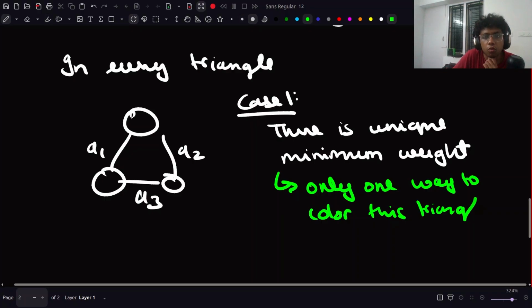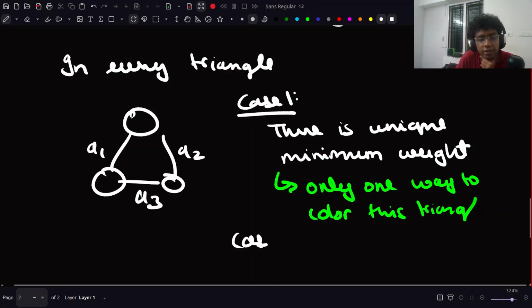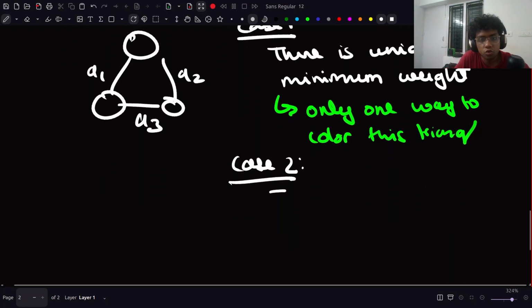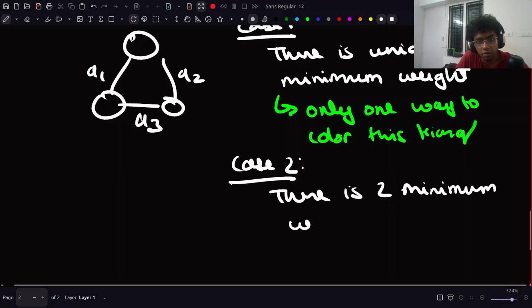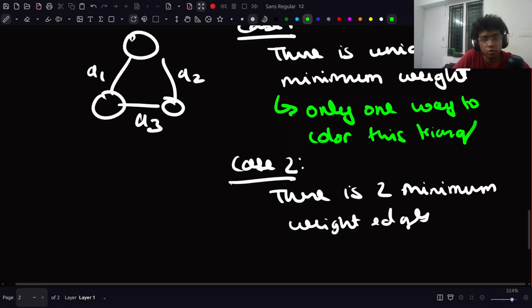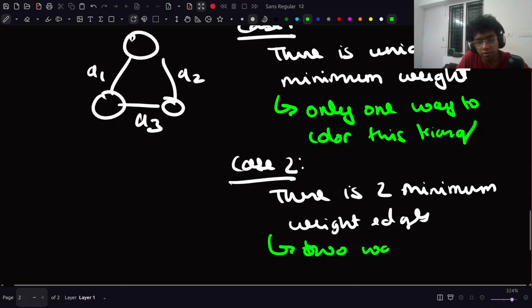Okay. Now, what if there were two minimum weight edges? Then we can choose either this one or that one. So then there will be two ways, right? There will be two ways to color this triangle. This is the second case which I showed.